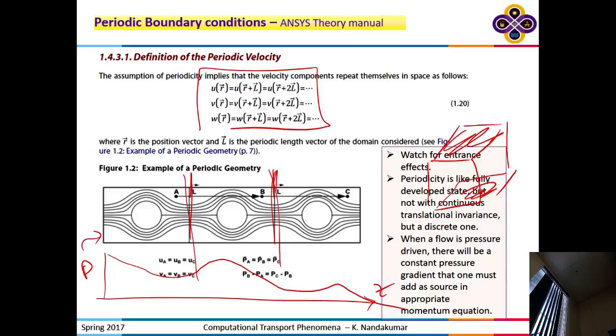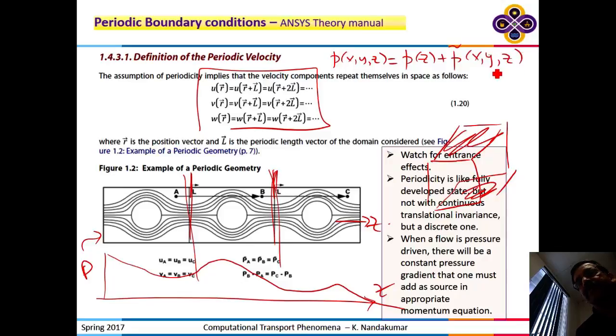Mathematically, what it means is the following. The pressure, which is a function of x, y, and z, and if this is the z direction, is decomposed as one part that is a function of z, and another that is a function of x, y, and z. I can always write a function as a sum of two functions. I don't lose any generality in doing that, right?